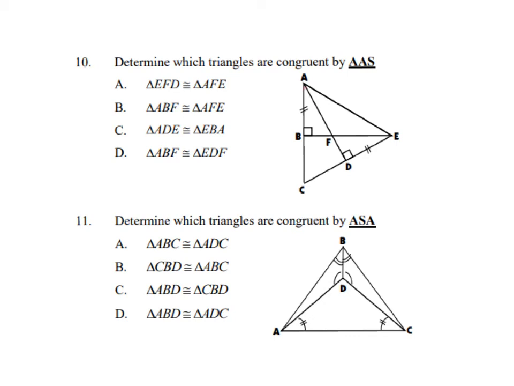All right, we're going to go through the second part of the chapter 4 review. Number 10 says determine which triangles are congruent by angle, angle, side.